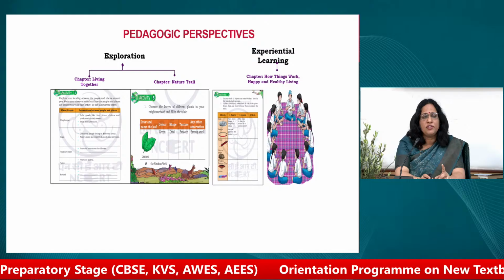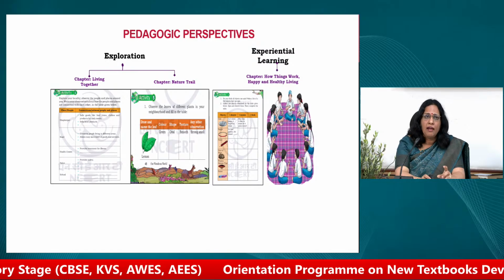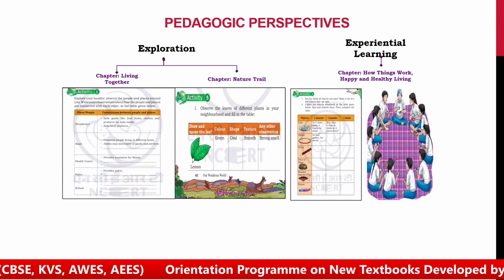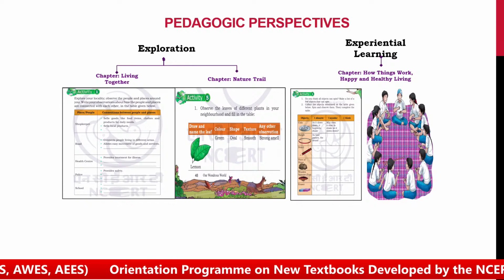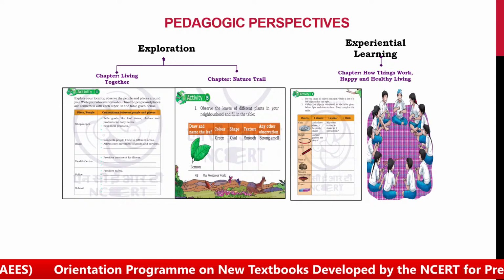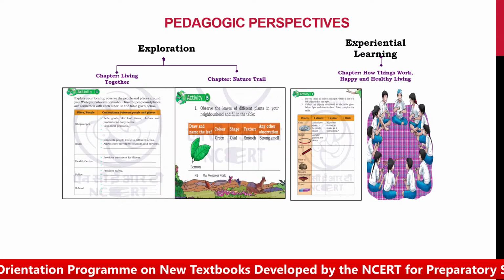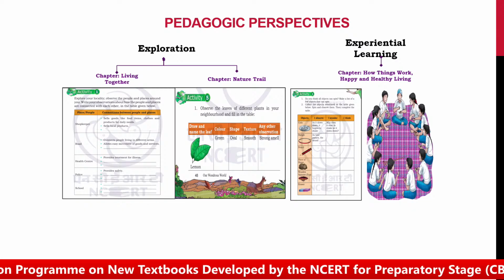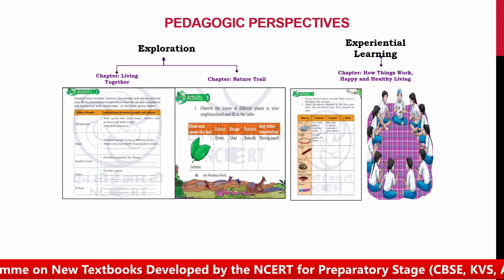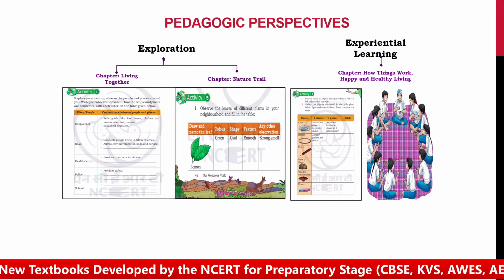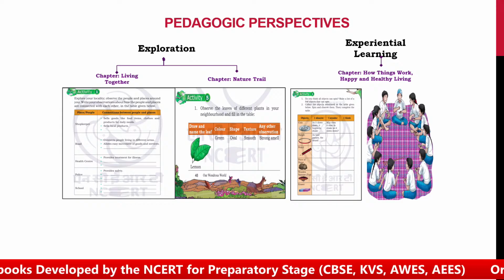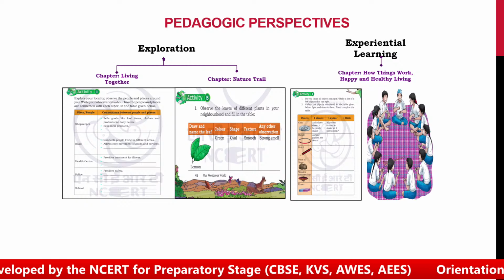For example, the first chapter, Living Together, has an activity wherein children observe the locality, identify the people and places in the locality, and try to see the connection between the people and the places. At the same time, another way of exploration is that children observe different kinds of leaves, come up with the characteristics of leaves, and discuss in the classroom.